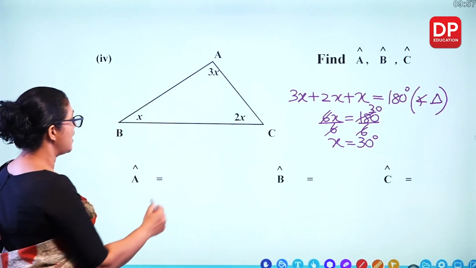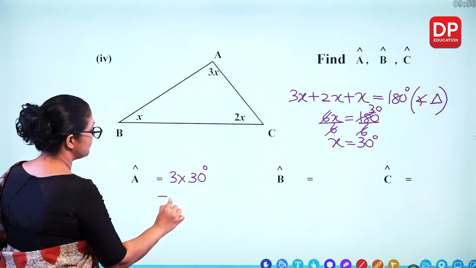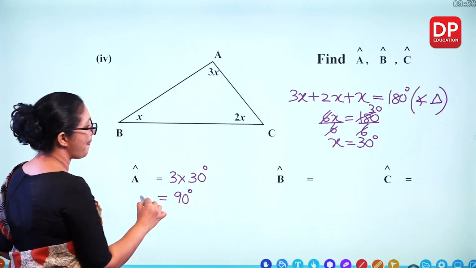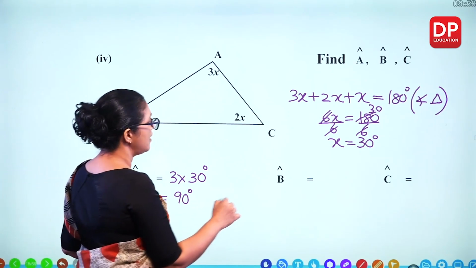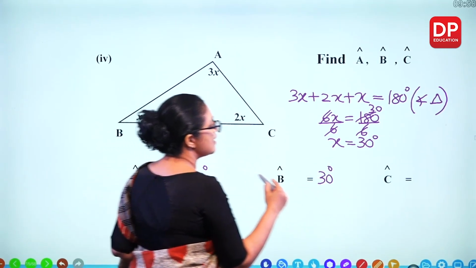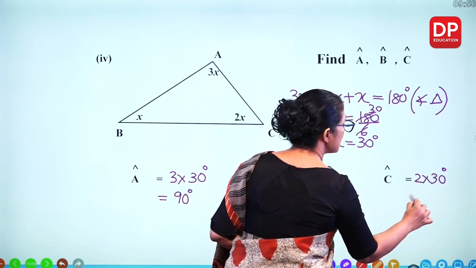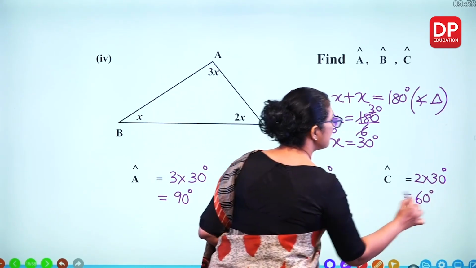So what is A? 3x. 3 times 30. That's 90 degrees. B is x. That means 30 degrees. And C is 2x. 2 times 30. That's 60 degrees.